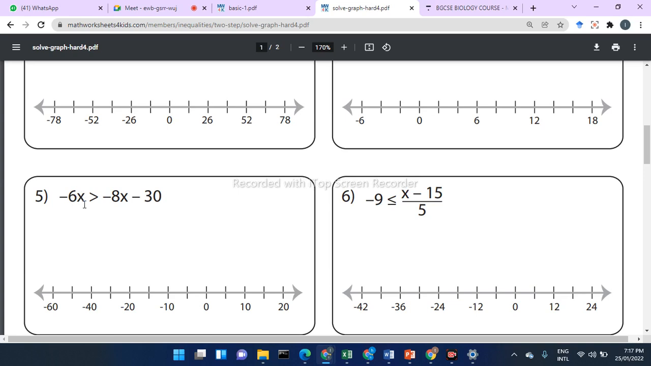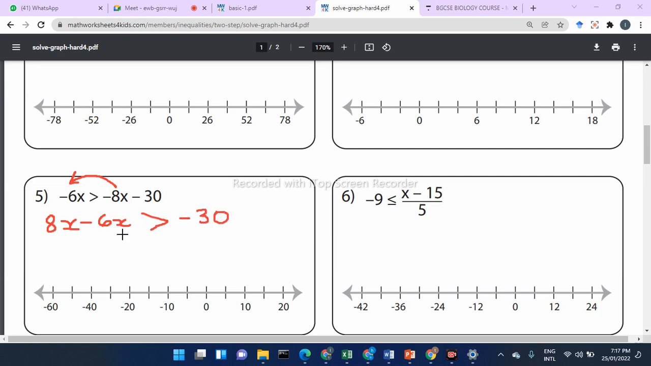This one, we haven't seen anything like this one, but how would we do something like this? Group like terms. So we would send what over? 8x over. When we send 8x over, it becomes positive. So it's going to be 8x minus 6x is greater than negative 30.